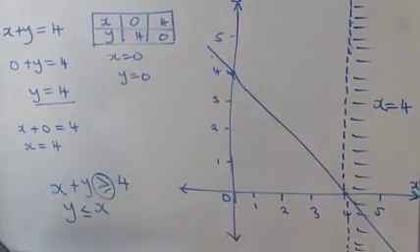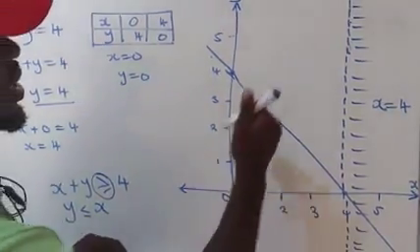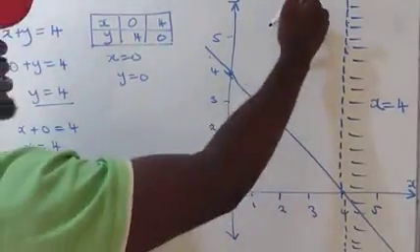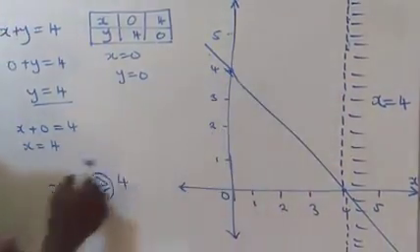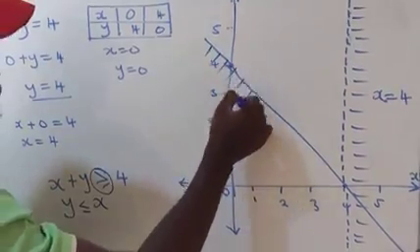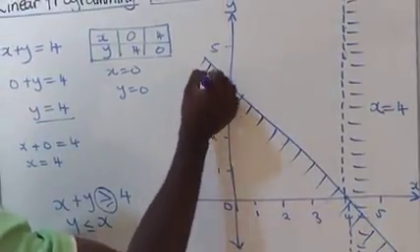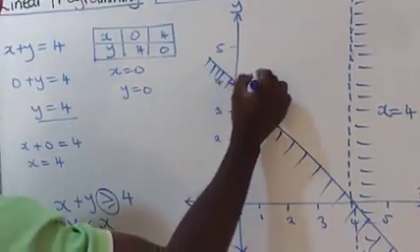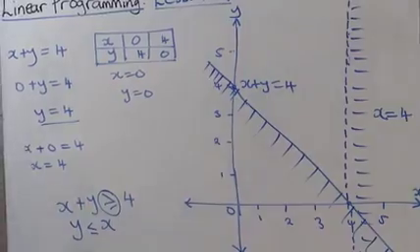Now, for this solid line, they are saying greater or equal to. If you remember in the previous lesson, we said the upper region is greater, then the lower region is what? Less. The upper region is satisfying this condition, so we shade the opposite. Our opposite will be this. This is where I'm going to shade. Don't forget to name your line. So this line, we said it's x plus y equal to 4. I hope you are following.